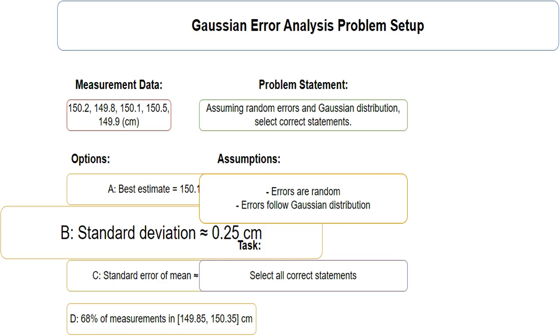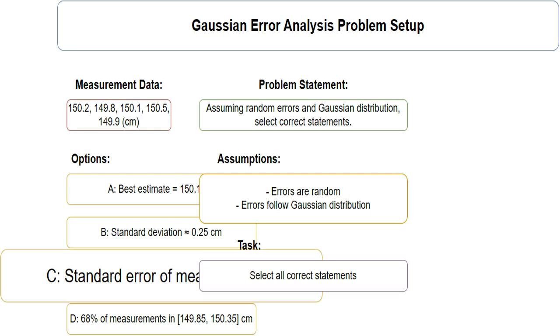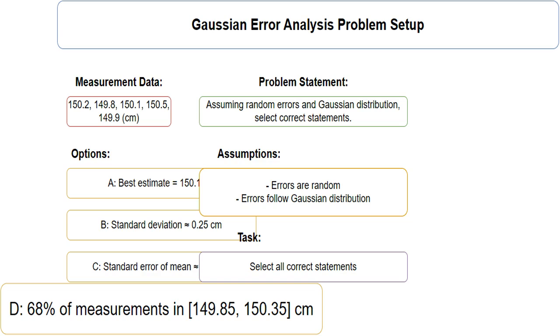This option checks if the standard deviation calculation and understanding is correct. Standard deviation is a measure of the data's spread. This option evaluates the correctness of the standard error of the mean, SEM, computation. SEM reflects the precision of the sample mean. Now, let's look at confidence interval. This tests the understanding of Gaussian distribution.